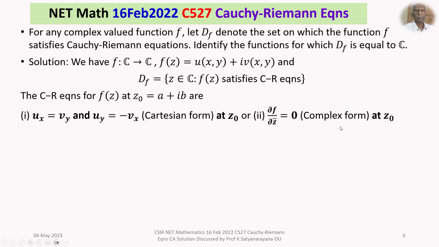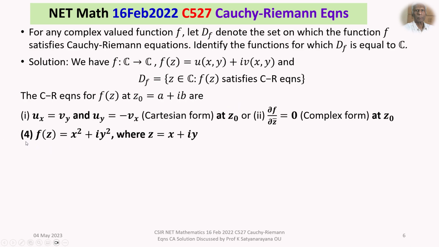And we have a complex form for the Cauchy-Riemann equations. Dou f by dou z bar is equal to 0. It is the complex equivalent of Cauchy-Riemann equations. Here z bar is the complex conjugate of z, and dou f by dou z bar is equal to 0 at z0, and u_x is equal to v_y and u_y is equal to minus v_x, which are the Cartesian form at z0. Then we say Cauchy-Riemann equations are valid at that point z0.